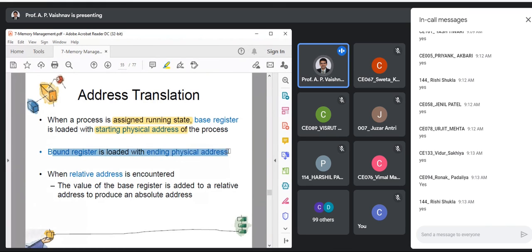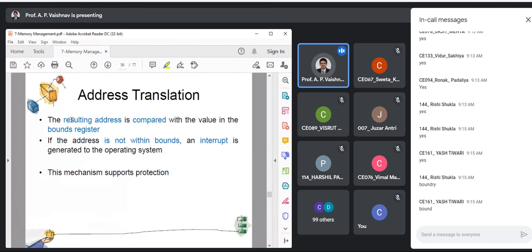The bound register is loaded with the ending physical address. Now, when the translation occurs, whenever a relative address is encountered in your program, the value of the base register is added to the relative address, and what that gives you is the absolute address. Are you clear with this summation? Base plus relative is equal to absolute. That is the equation that we have. Now, what check do we need to make after generating the absolute address? Let us just refresh. We need to compare with the boundary. So the resulting address is compared with the value of the bound register. If it is not within bounds, an interrupt is generated, and that is how the OS comes into the picture.